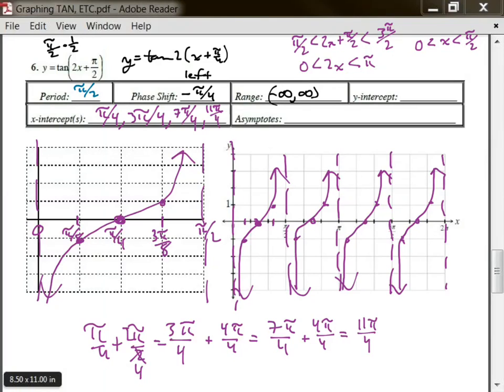And now your asymptotes. Our asymptotes are a lot cleaner. We can see those on our graph. So it's going to be at x equals, because it's a vertical line, 0, pi over 2, pi, and then 3 pi over 2, and then 2 pi. Y-intercept, we don't have any, because that's where our asymptote is.